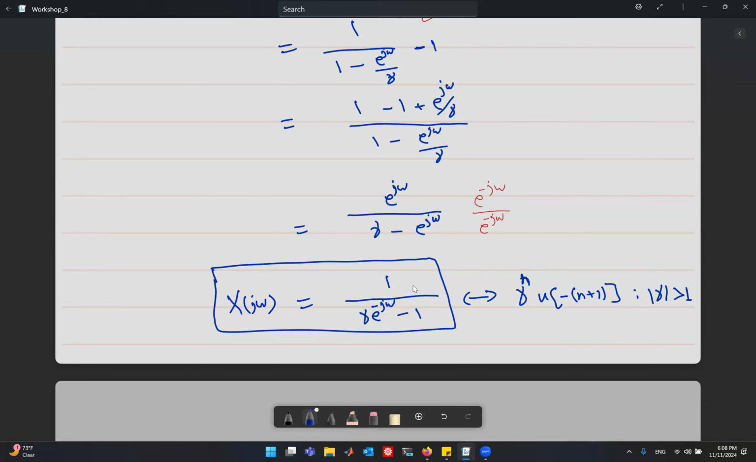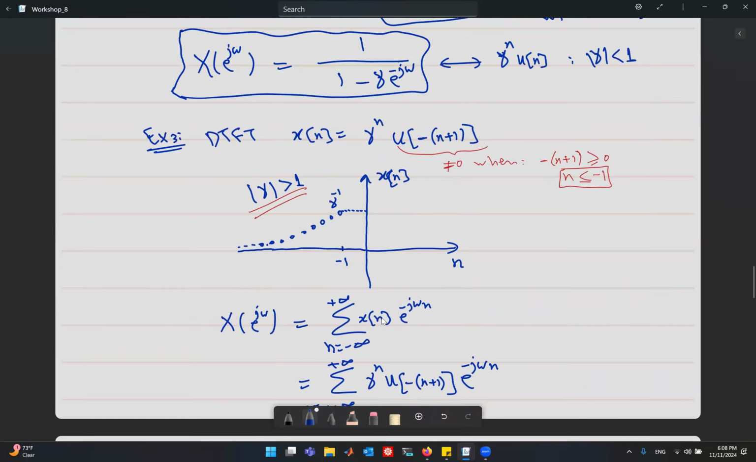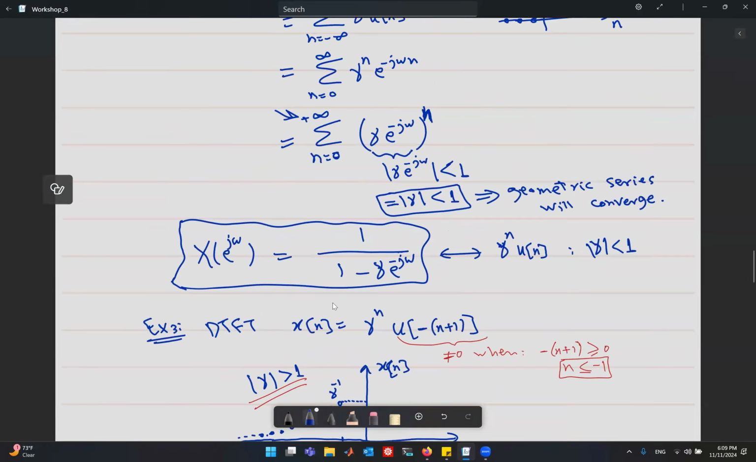Those are very, very useful, and especially this one, the causal one.